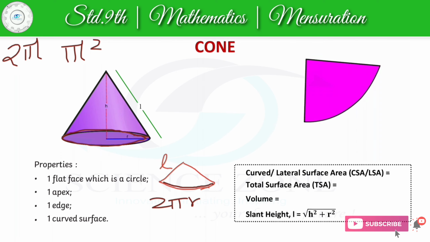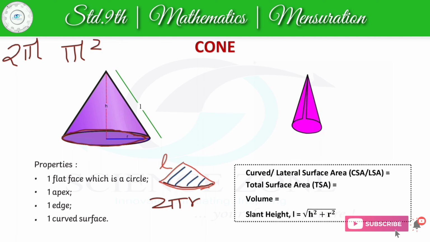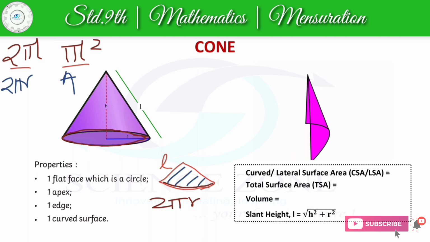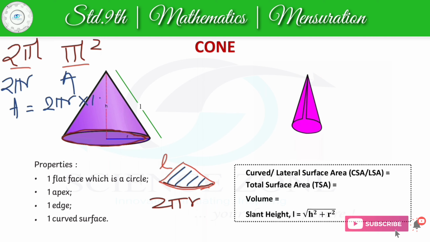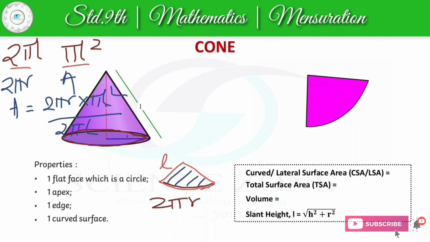Now we have to find the area of this sector. Area of this sector will be equal to curved surface area of the cone. Now we know that if the length is 2 pi L, the area is pi L square. What will be the area if the length is 2 pi r? Let's solve this. Area will be equal to 2 pi r multiplied with pi L square divided by 2 pi L. From here, we can cancel 2 pi in the denominator with 2 pi in the numerator.